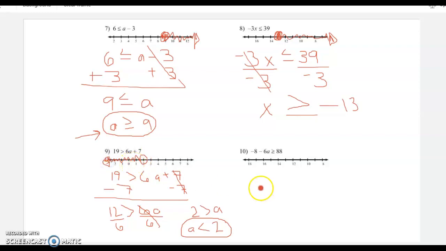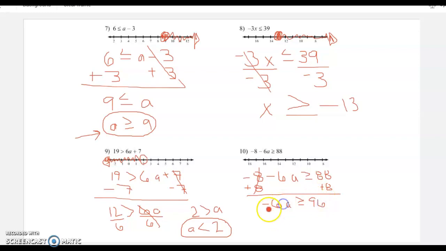All right, looking at number 10. So we have negative 8 minus 6a is greater than or equal to 88. So I'm solving a two-step equation here. So to get rid of the negative 8, I would add 8 on both sides. So that gets rid of the negative 8. So I still have negative 6a. Don't lose your negative. Greater than or equal to 88 plus 8 is 96.